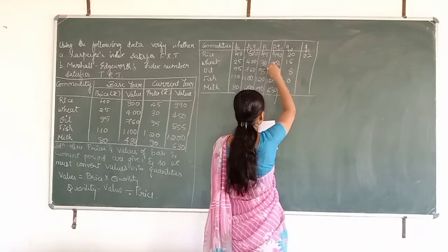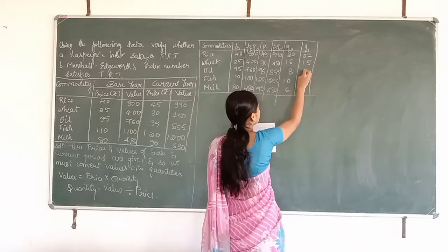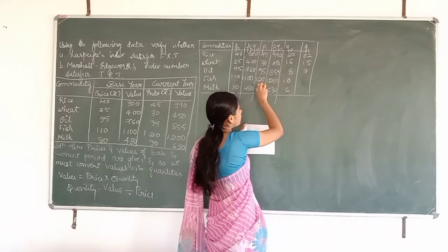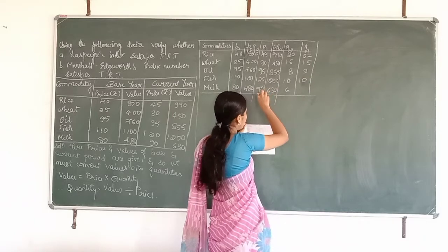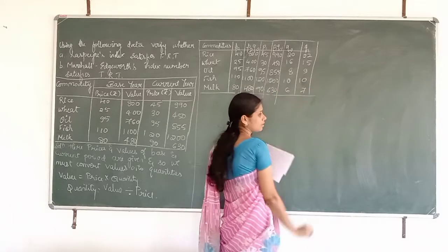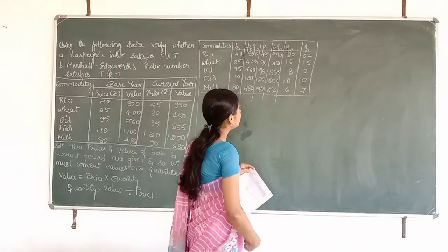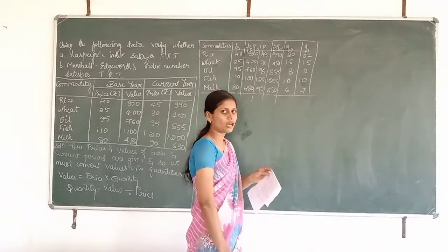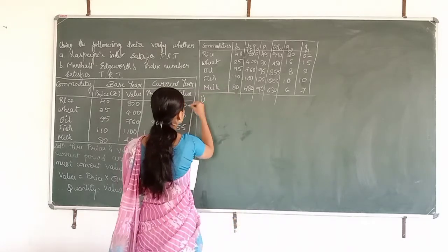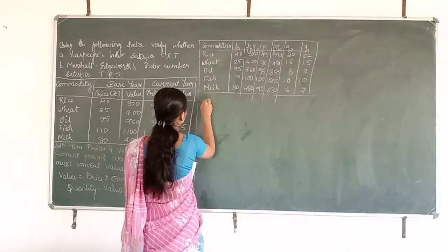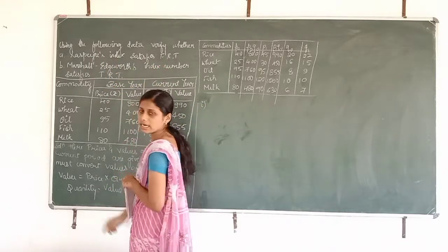Dividing, 450 divided by 30 is 15. 855 divided by 95 is 9. 1200 divided by 120 is 10. Then 630 divided by 90 is 7. Now we need the formula for Laspeyres. First we will solve the first question, that is, whether Laspeyres' index satisfies FRT, that we have to see.